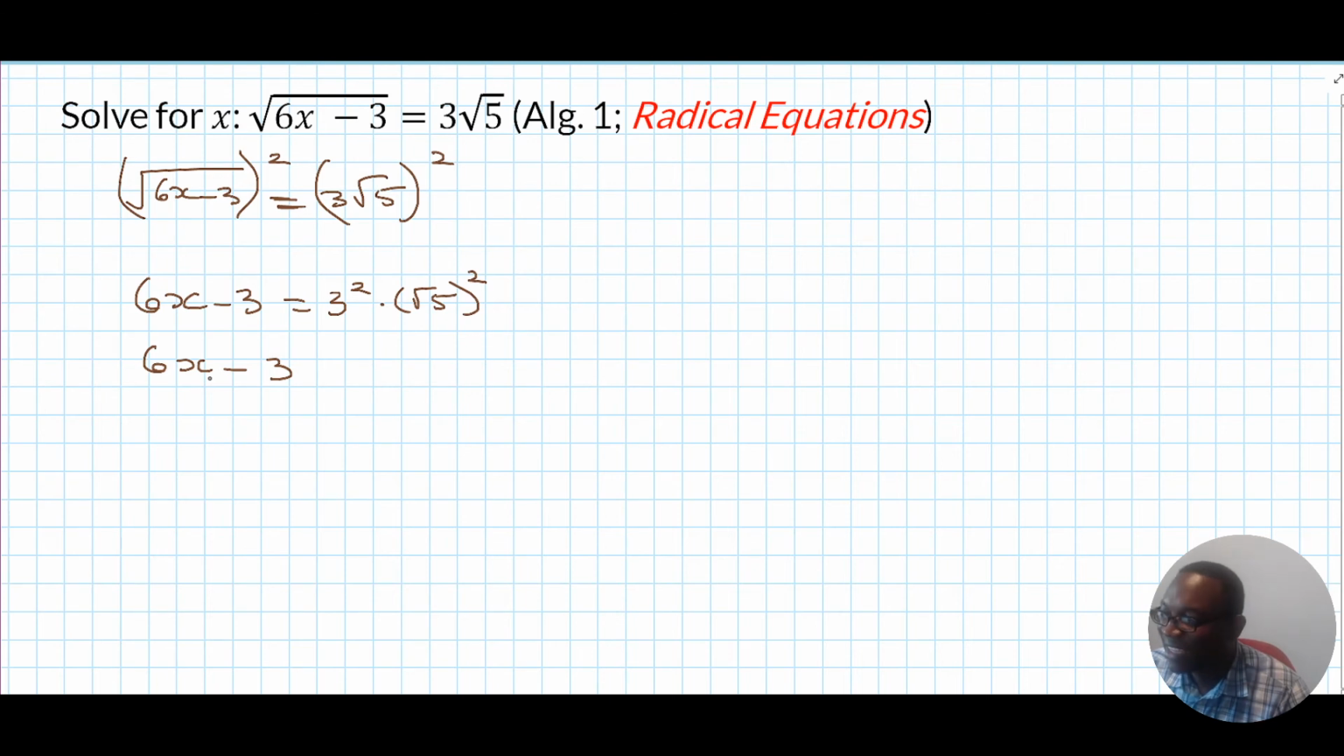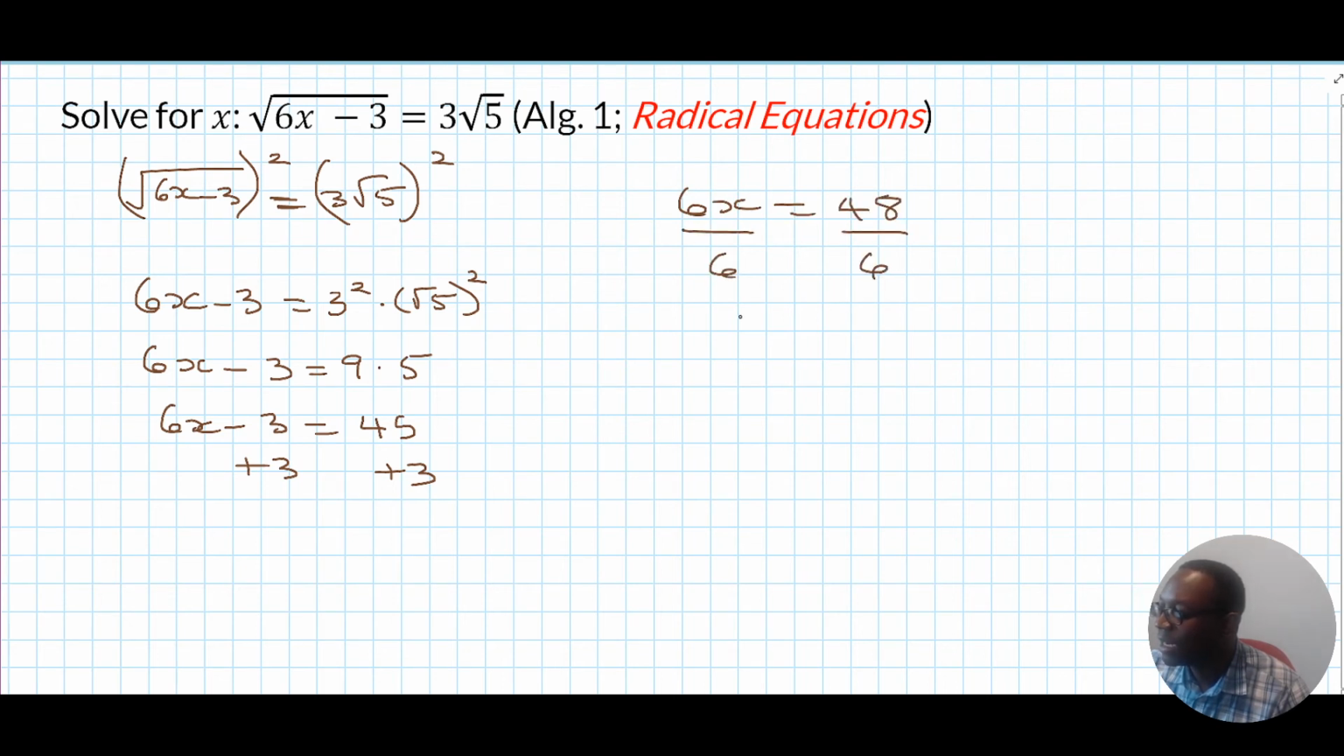Good try. Let's see if you're right. Let's check. You actually may be right. 6x minus 3 equal to 9 multiplied by 5. So 6x minus 3 equal to 45. And now we're going to add 3 to both sides. Then we have 6x equal to 48. Now we divide both sides by 6, and x is equal to 8. Perfect. Yeah, Ini, you're right.